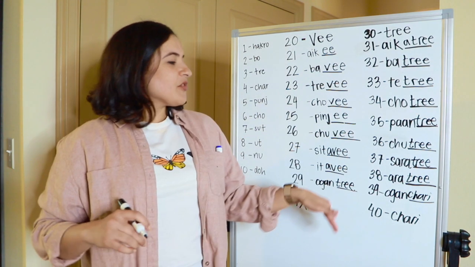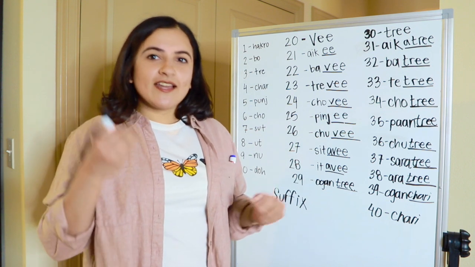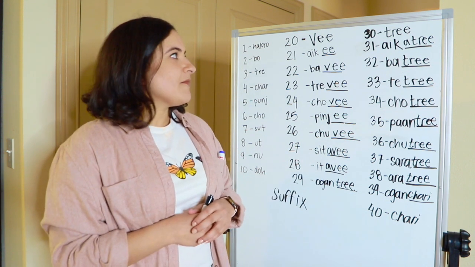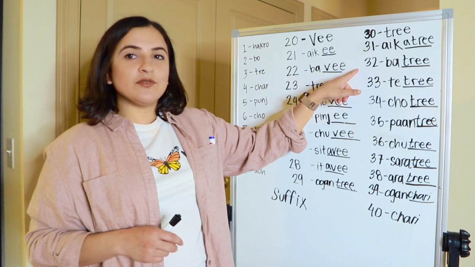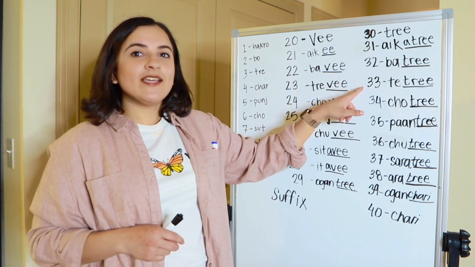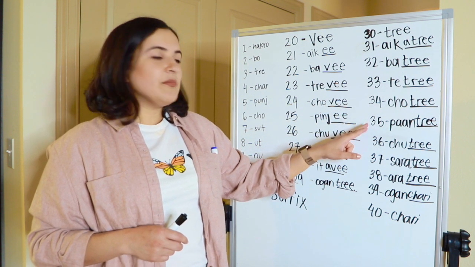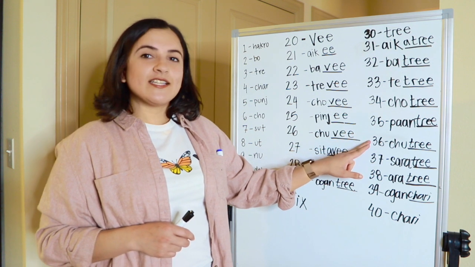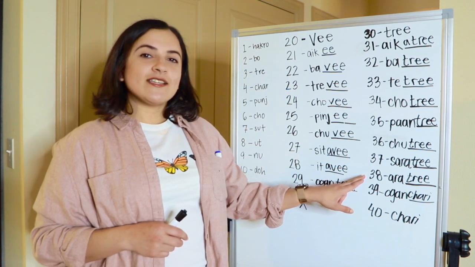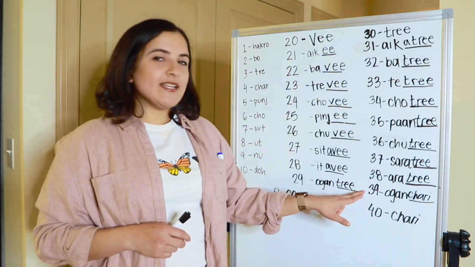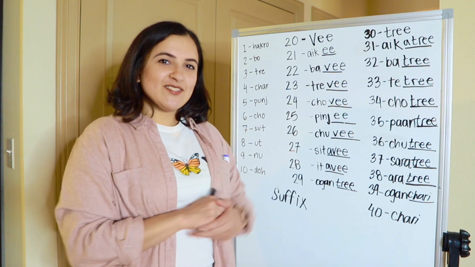Alright, let's go through 30 to 40 again and see if we can get a hang of the roots and the suffixes. So 30 is 3, 31, ekatri, 32, batri, 33, tetri, 34, chotri, 35, pantri, 36, chatri, 37, saratri. 38, aratri. 39, oganchari. And then 40 is chari.